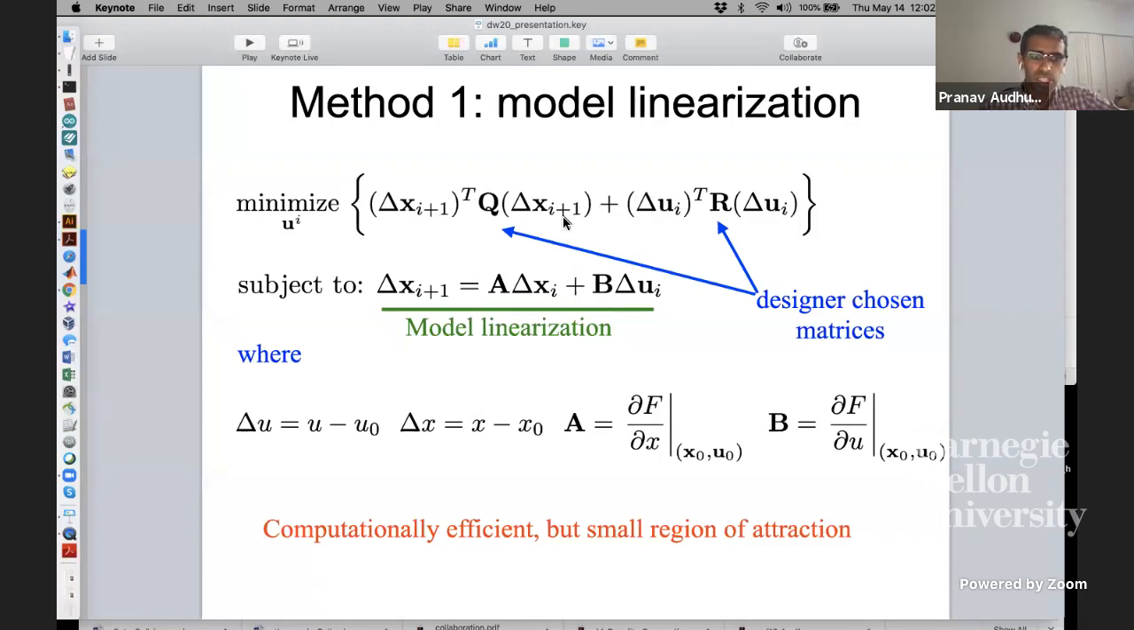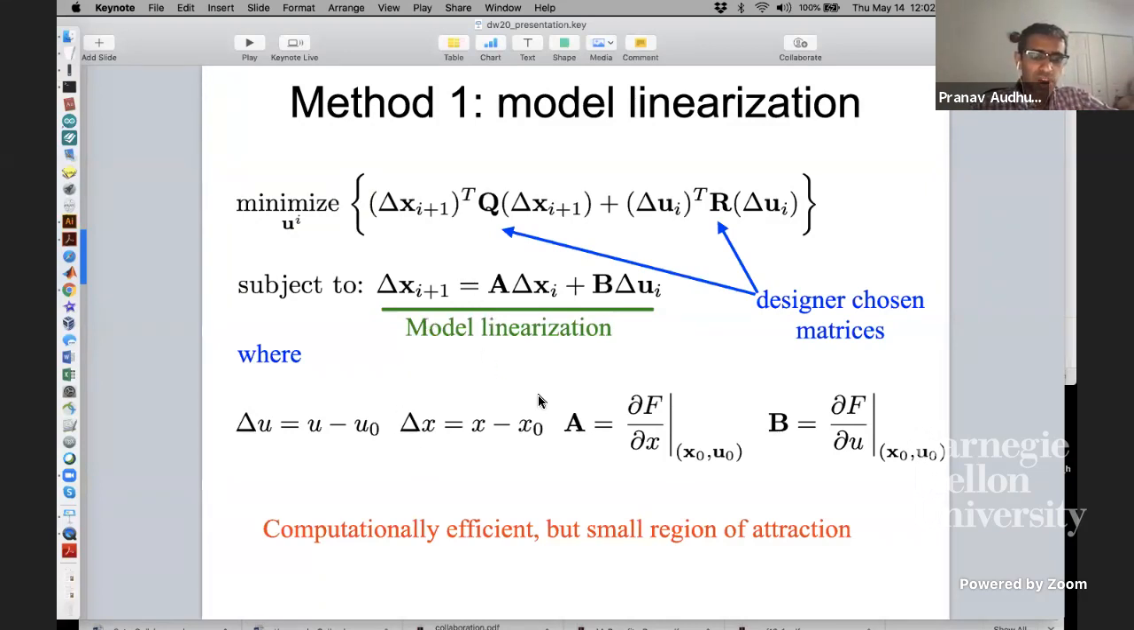Here, the cost is given here. It consists of deviation from the nominal in terms of state, and a deviation from the nominal control. Q and R are design matrices, and these are user choices subject to the model. So the model here is a linearized version of F. So what you do is you take the gradient of F, which is the Poincare map, as a function of state and of controls, and that gives you A and B here. And you can solve this optimization problem using your favorite solver. It's actually a quadratic problem, and it's fairly easy and fast to solve this.